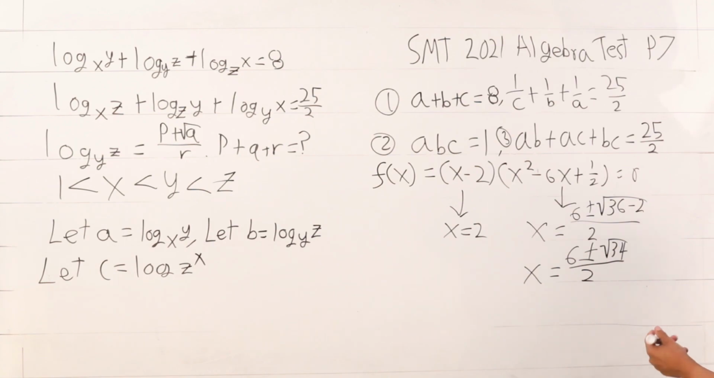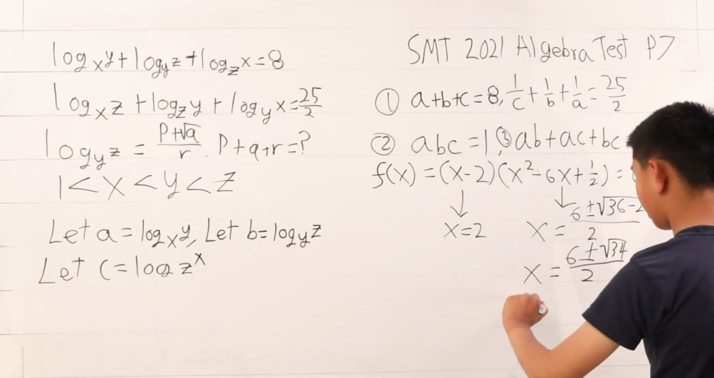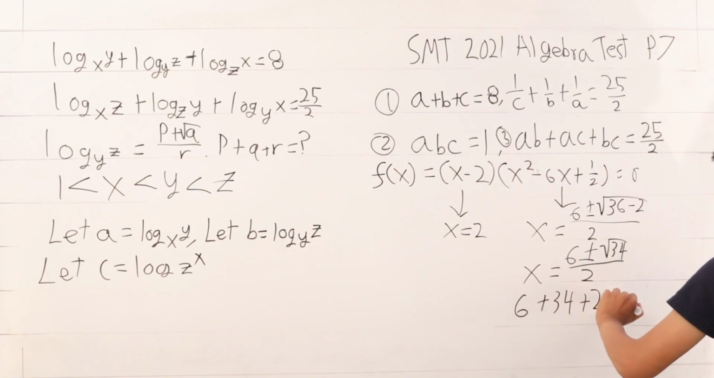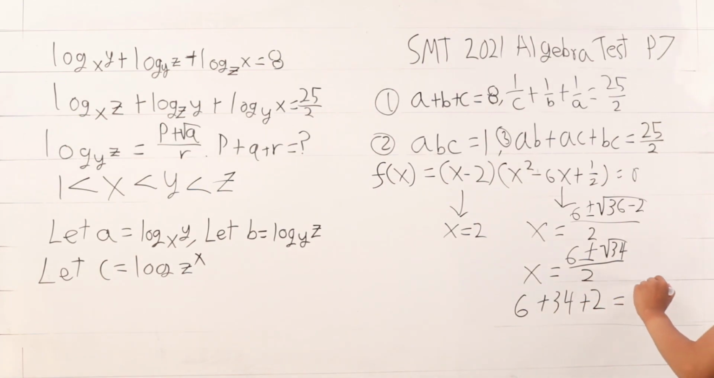Now, we don't really care if it's plus or minus. We have all of the necessary numbers. 6 plus 34 plus 2 will yield our answer, which is 42. So right there, we have solved this problem.